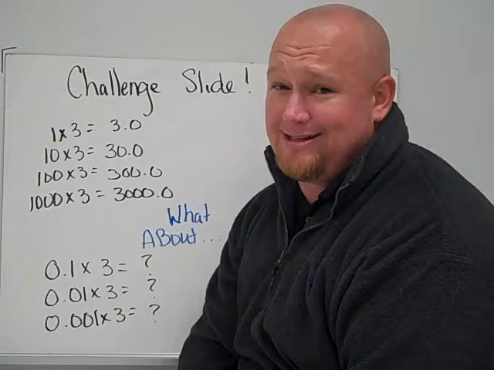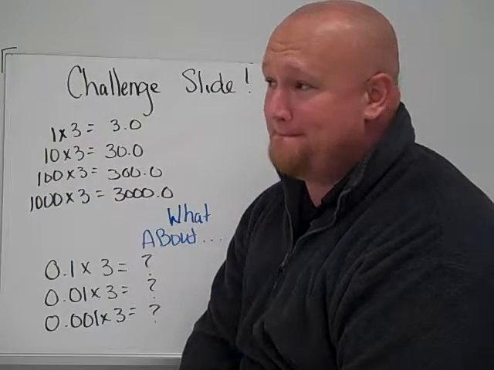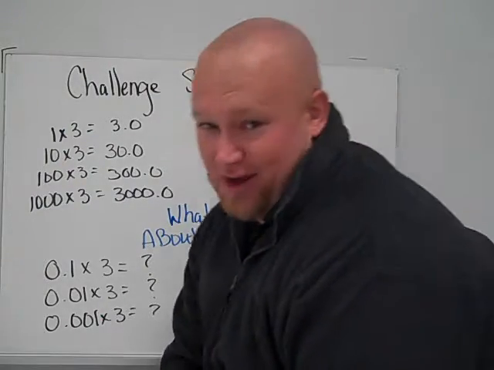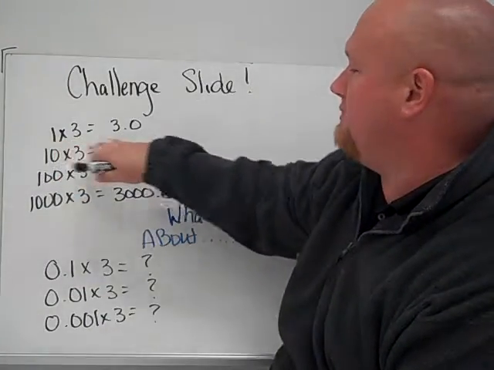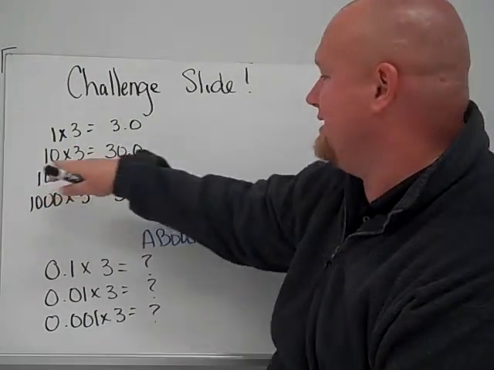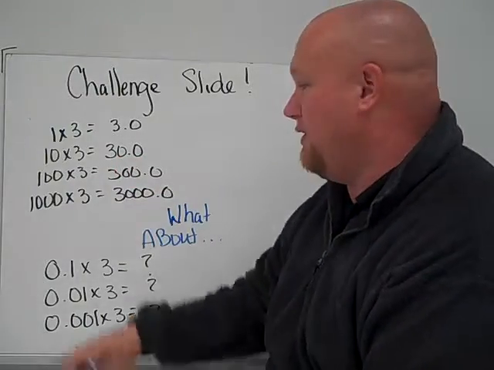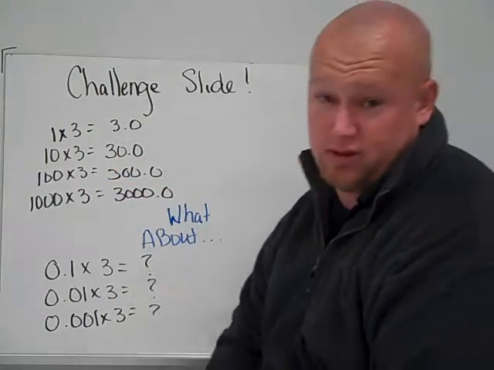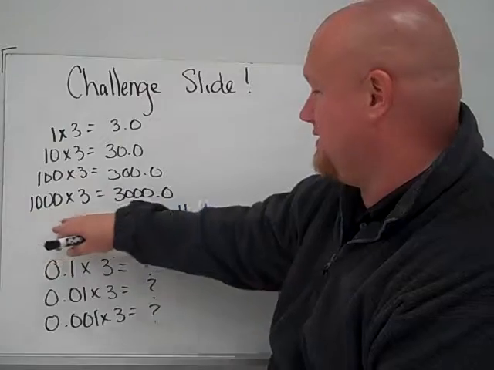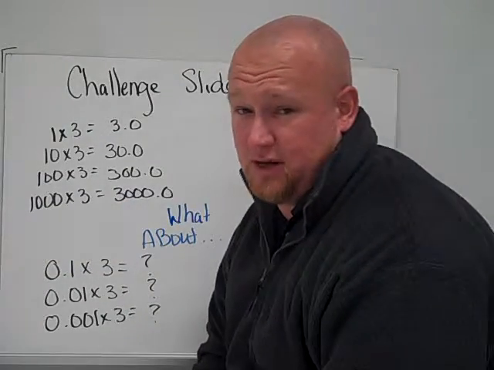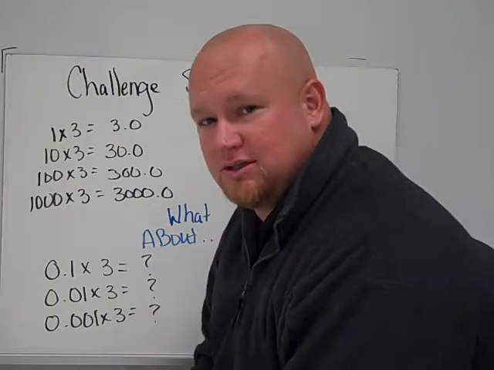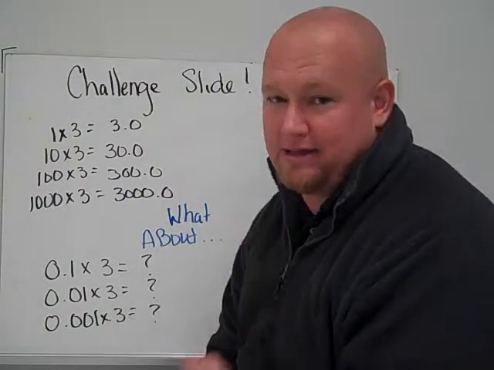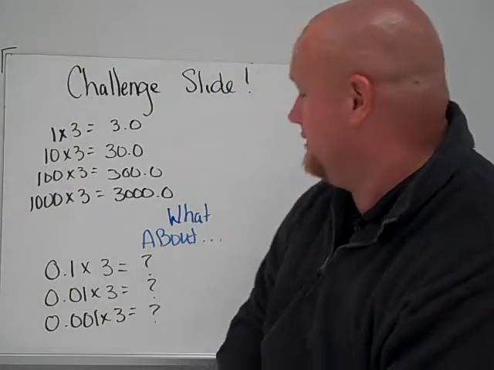Oh wait, there's a challenge slide. So, I also want you to do this. I bet you thought you were done. If we know that 1 times 3 is 3, and we know that 10 times 3 is 30, and we know that 100 times 3 is 300, and we know that 1,000 times 3 is 3,000, if we're not sure about that, please rewind and go back to the first slide. I want you to consider this and try it. And try it means try it.